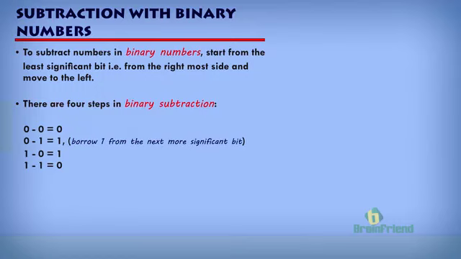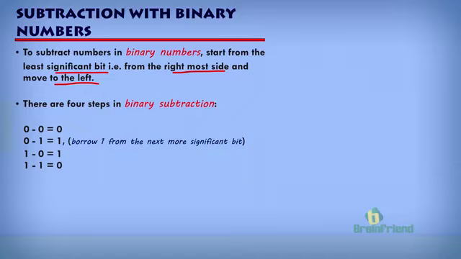Next, we'll be looking at how to subtract using binary numbers. Now, to subtract numbers in the binary number system, what do we do? We start from the least significant bit. From the rightmost side, we move to the left. And there are 4 steps in binary subtraction.